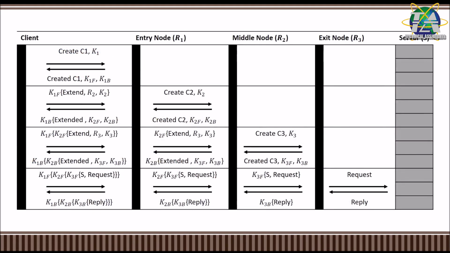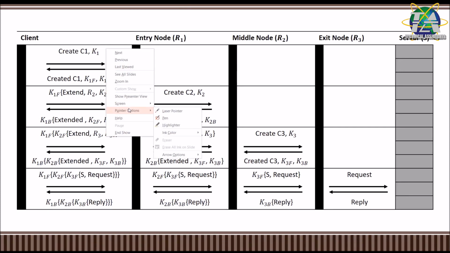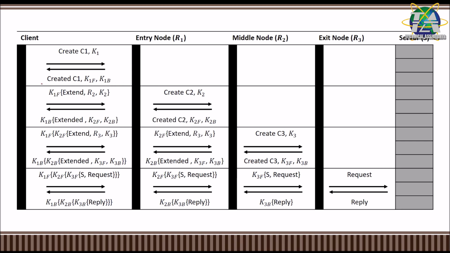So here I've made a very simplified version of how Tor actually works. And believe me, this is really a very simplified version. So first, the client will handshake with the entry node R1 and get a forwards key and a backwards key, and these are used to encrypt and decrypt data to and from the entry node.